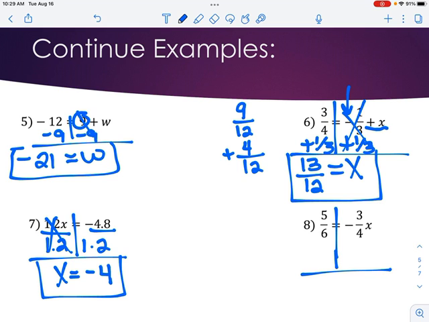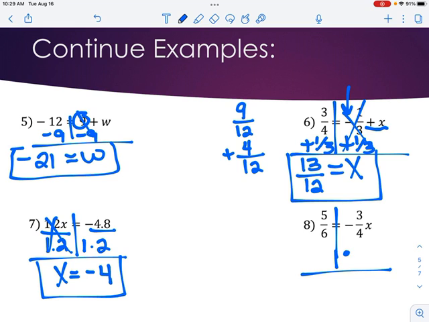So when we look, we are taking negative 3/4 times x. Well, to undo that, we are going to divide by negative 3/4. Now, here's the deal though. I don't want to divide by a fraction, because when we divide by a fraction, remember, we multiply by the reciprocal. Remember, we flip that.